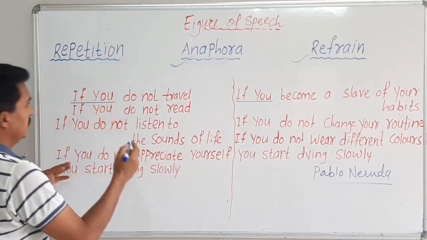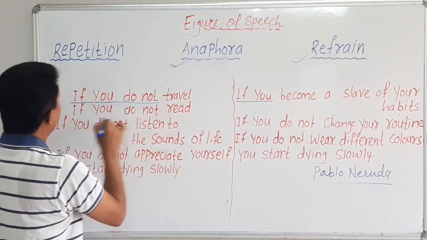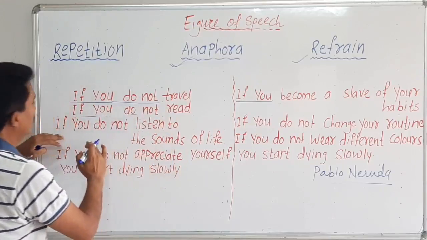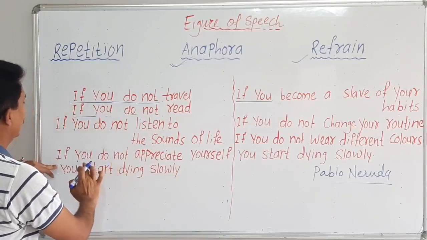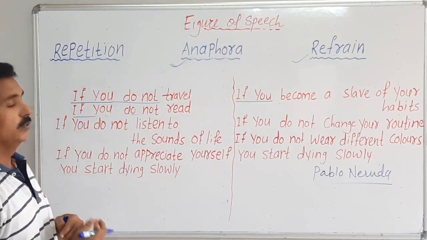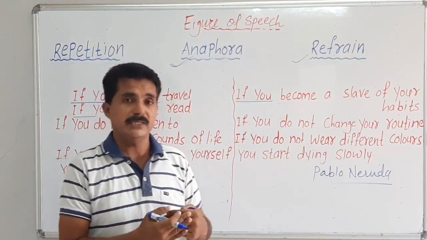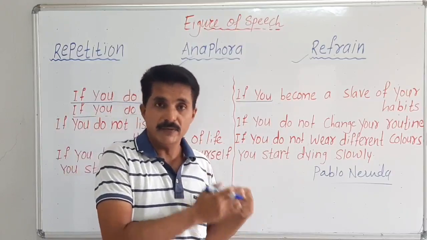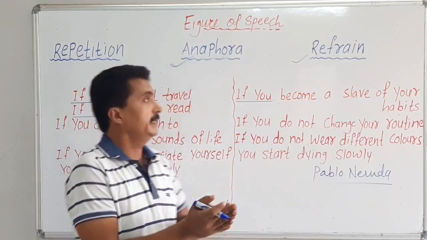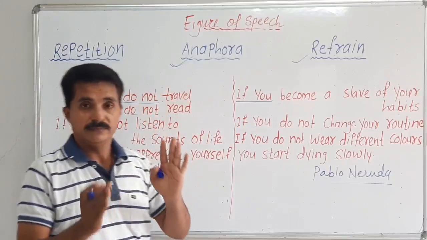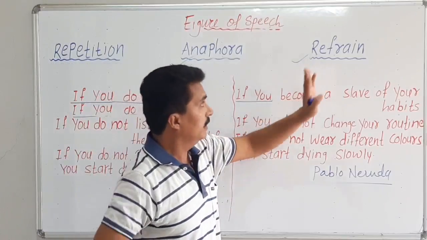Now let us see some more things. If you do not, and here also if you do not, and in the third line also we have the beginning if you do not. If there are many lines which begin with the same phrase, that figure of speech is also called anaphora. Got it? Now let us learn about the refrain.